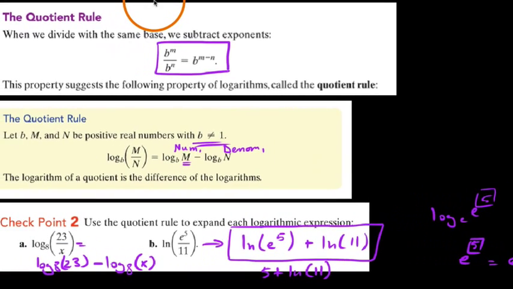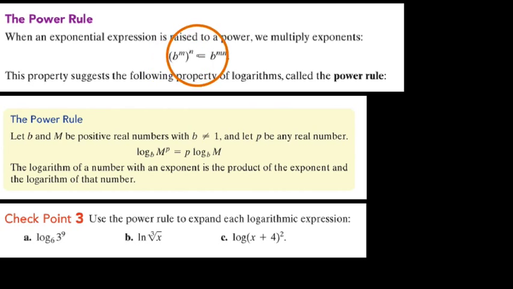So now our last property here is our power rule, which says a power to a power is the product of the powers. So basically b to the m to the n is b to the m times n. This property suggests the following property of logs, called the power rule. Basically, the power rule for logs says, let b and m be positive real numbers and your base is not equal to 1.